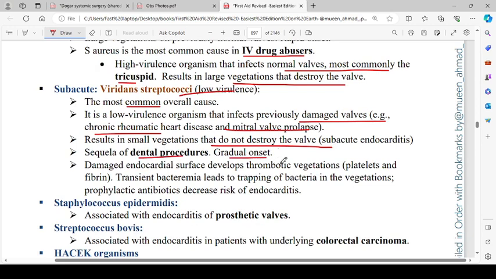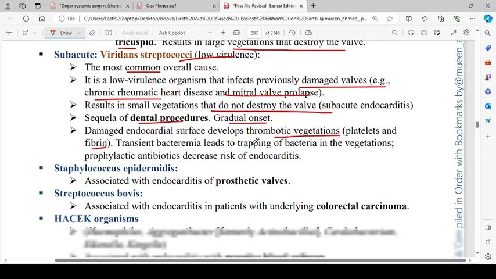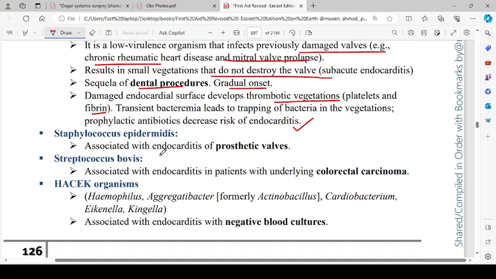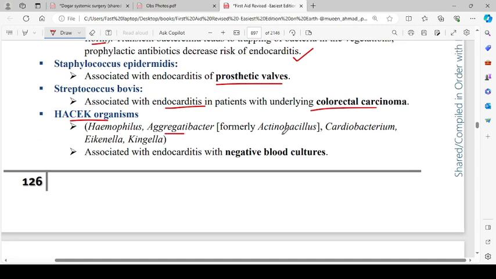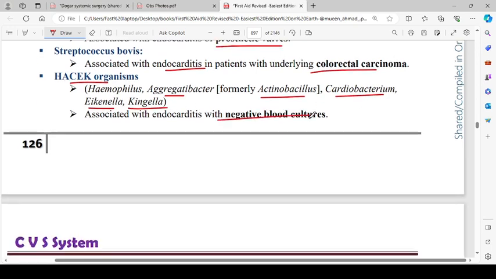Damaged endocardial surface develops thrombotic vegetations, platelets, and fibrin. Transient bacteremia leads to trapping of bacteria in the vegetations. Prophylactic antibiotics decrease the risk of endocarditis. Then we have Staphylococcus epidermidis. It is associated with endocarditis of the prosthetic valves. Strep bovis is associated with endocarditis in patients with underlying colorectal carcinoma. HACEK organisms, Haemophilus, Aggregatibacter, formerly Actinobacillus, Cardiobacterium, Eikenella, and Kingella, are associated with endocarditis with negative blood cultures.